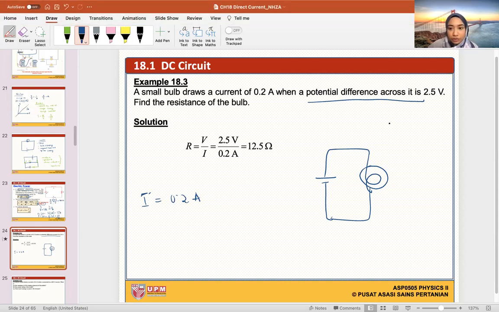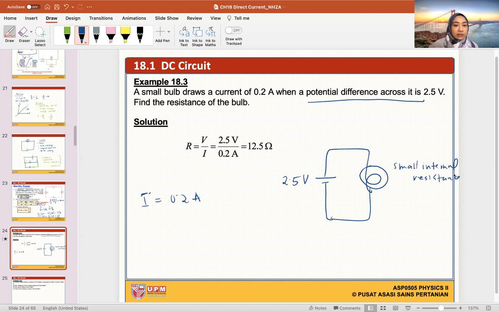Okay, so I is 0.2 ampere, right? When the potential difference across it is 2.5, so 2.5 volts. Find the resistance of the bulb. I don't know if I've told you, I think I have not. All components have some sort of resistance to them. The bulb allows current to flow through, right? However, for current to flow through, it needs to have a small internal resistance. All devices will have a small internal resistance.